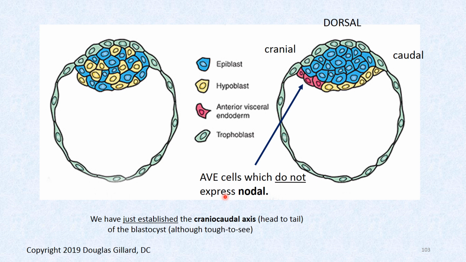Good? So this is what we've built so far. This is our blastocyst. We have a blastocyst cavity here. We have a trophoblast layer around the outside. The inner cell mass is no more. It's split into two groups of cells, epiblast cells and hypoblast cells, and the hypoblast layer has now morphed into the anterior visceral endoderm cells. So that's what we've built so far.